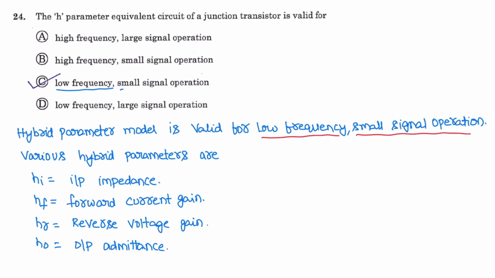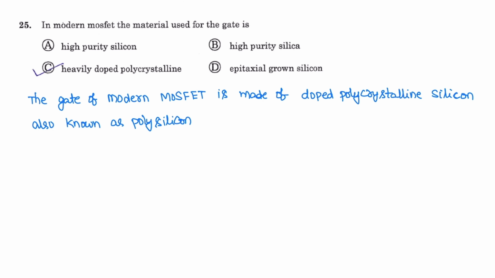Next question. In a modern MOSFET, the material used for the gate is heavily doped polycrystalline silicon. This heavily doped polycrystalline silicon is also called polysilicon. The other name for this is polysilicon. The correct option is C.